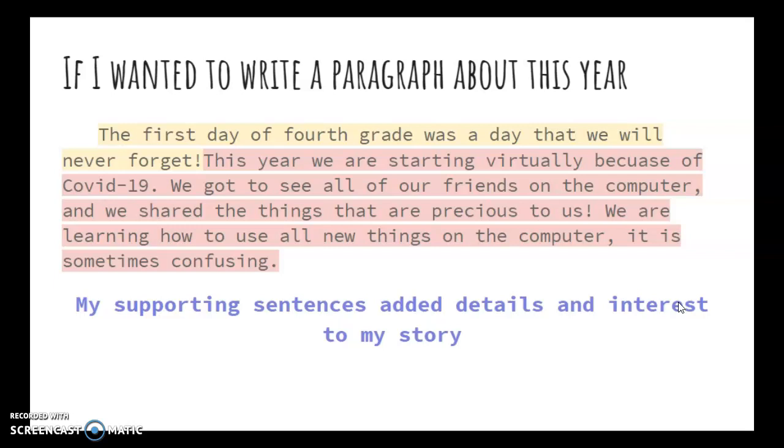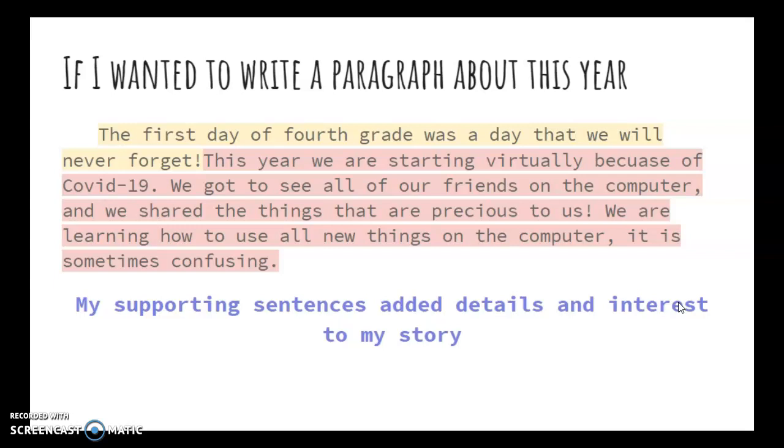The first day of fourth grade was a day that we will never forget. This year we are starting virtually because of COVID-19. We got to see all of our friends on the computer, and we shared the things that were precious to us. We are learning how to use all new things on the computer, and it is sometimes confusing.